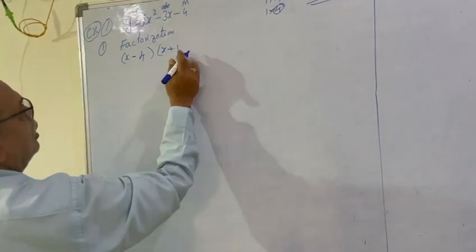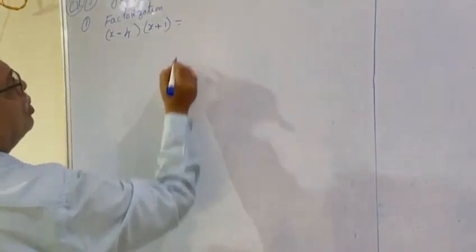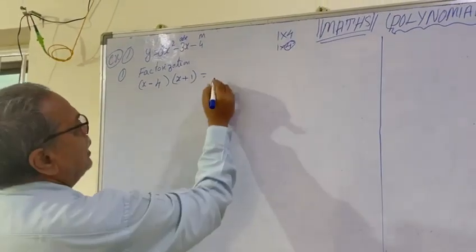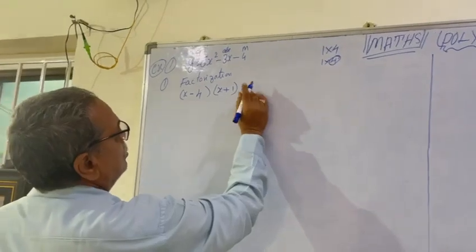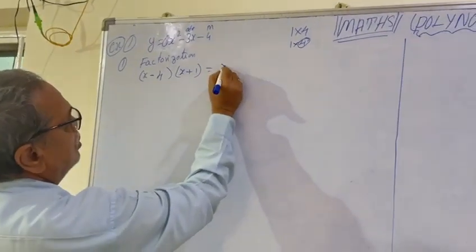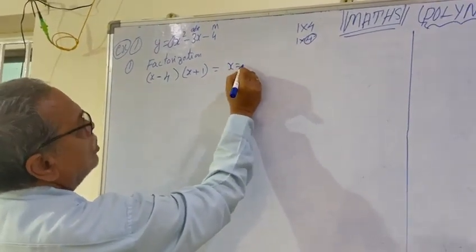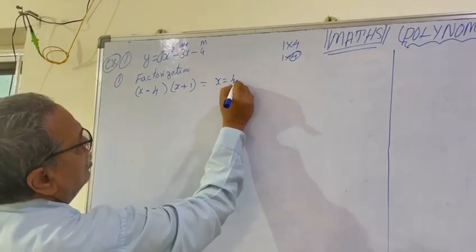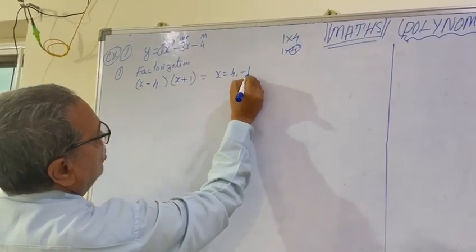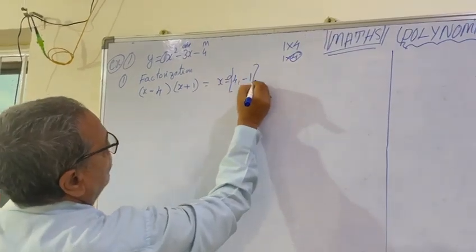Then we get, and what is that? Zeros. Zeros are x is equal to 4 and minus 1. 4 and minus 1.